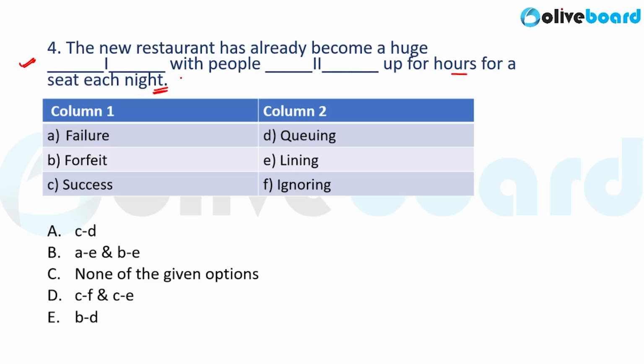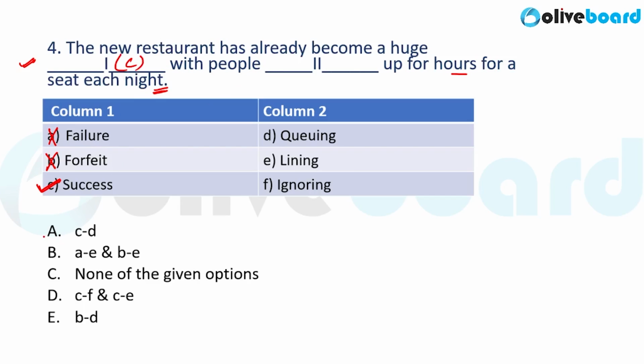So the fact that people are waiting outside the restaurant for hours for a seat every night, it indicates the fact that no, it is not a failure. Hence option A here can be negated. Now, forfeit does not fit in the blank, and the fact that people wait outside the restaurant indicates the restaurant is a success. So, option C here fits in the first blank. Now, let us see the options.